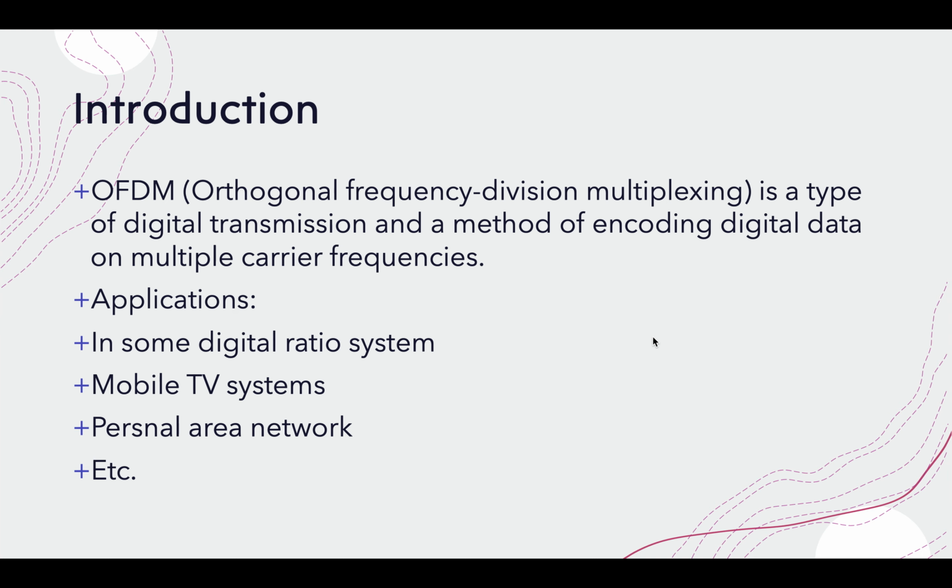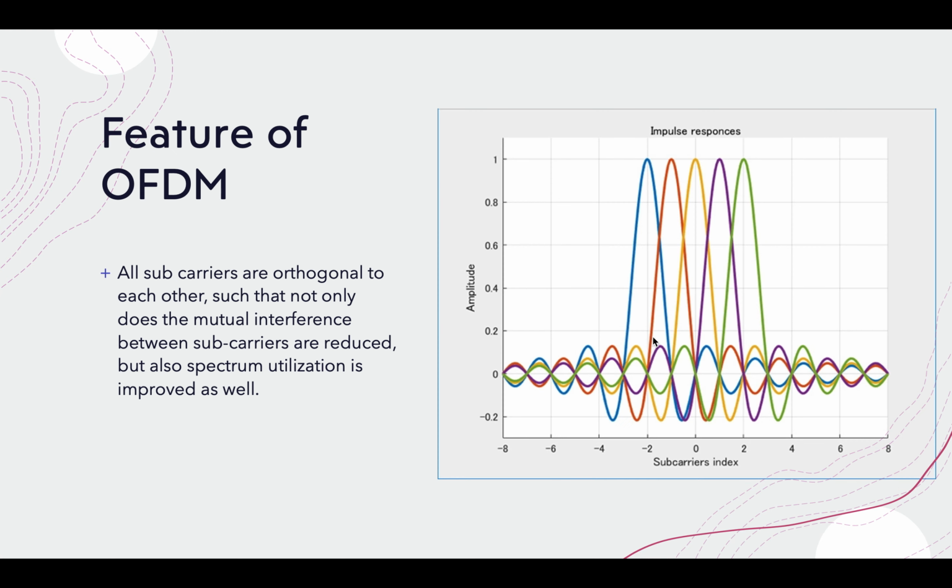Like, it's widely used in some digital radio system and in mobile TV system and personal area network. But basically, OFDM is widely used in wireless circumstances. There are a lot of features of OFDM, and the most important one is orthogonality. All subcarriers are orthogonal to each other, such that not only is the mutual interference between subcarriers reduced, but also spectrum utilization is improved as well.